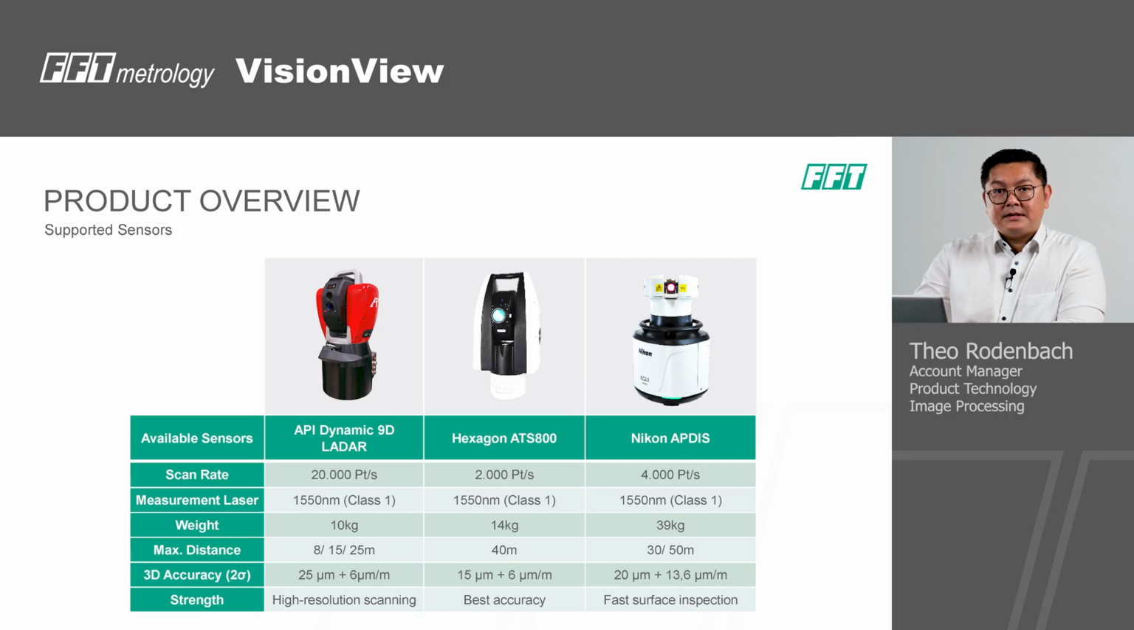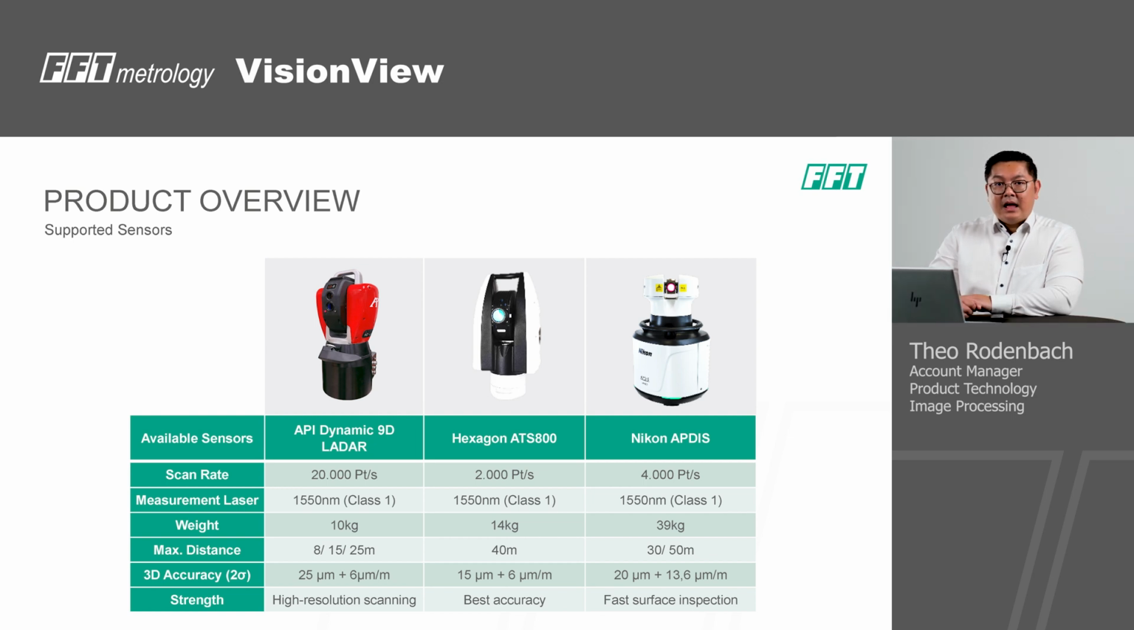Finally, VisionView works with a range of correlation-free sensors with slightly different specifications. The dynamic 9D LiDAR sensor scans 20,000 points per second, weighs 10 kilograms and measures distances up to 25 meters. The Hexagon ATS800 scans 2,000 points per second, weighs 40 kg and measures up to 40 meters. And finally, the Nikon Aptis scans 4,000 points per second, weighs 39 kilograms and measures up to 50 meters, still delivering precise results.